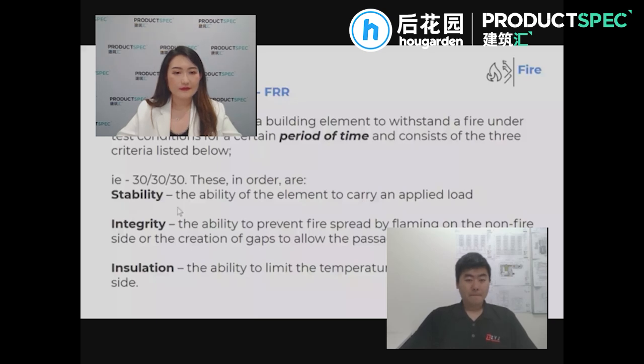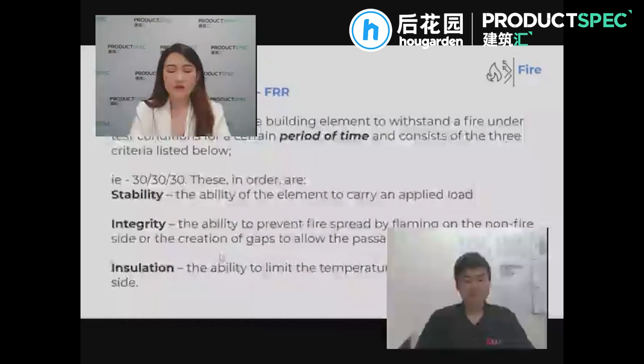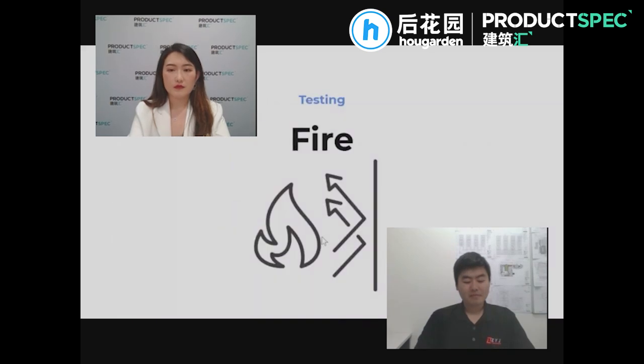And the stability is the ability of the element to carry an applied load. So that, for example, is the ability of the building to maintain stability during a fire. Integrity, the ability to prevent fire spreading to the non-fire side. So if your neighbor has a fire, you don't want that fire to just burn through the plasterboard and come through to your property. And the insulation. Now, this is the ability to limit the temperature rise on the non-fire side. And I'll show you that with some of the testing. This is our intertenancy wall, and this is what we want a fire to do, not get over here. All right?